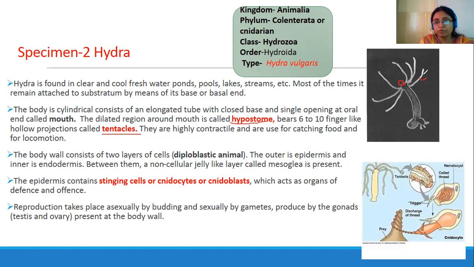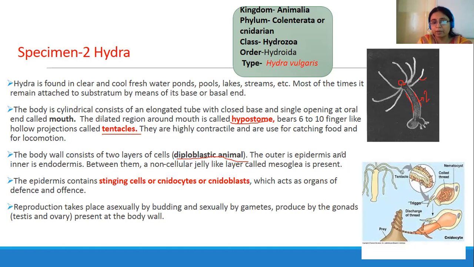With the help of these tentacles, this hydra can move, can locomote, and can capture food, can capture prey for itself. Now the body wall. The body wall of this hydra is mainly made up of two layers. That's why this animal is diploblastic, because its body is made up of two layers.